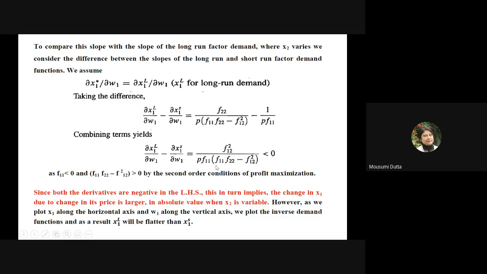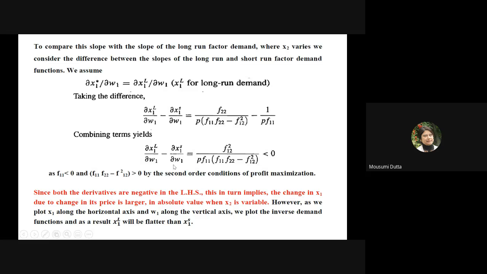So once we get this, the second order conditions, or the principal minors of the Hessian determinants for a profit maximization exercise, ensure that this will be negative, this will be positive. So the entire thing ultimately will be negative. The difference will be ultimately negative.